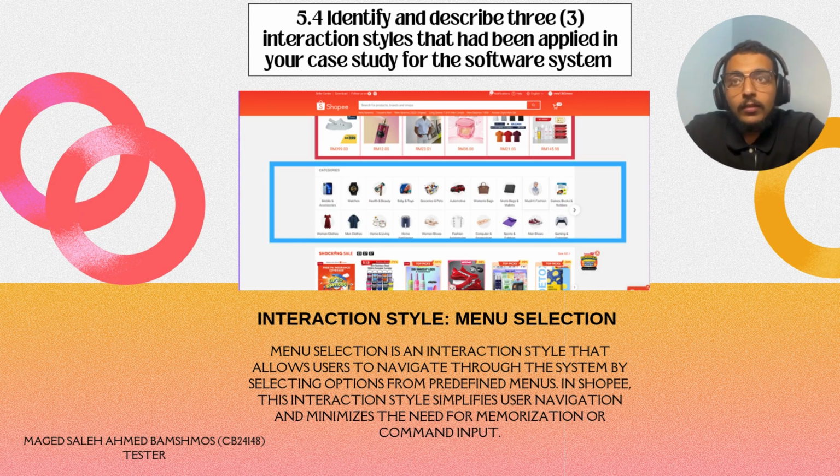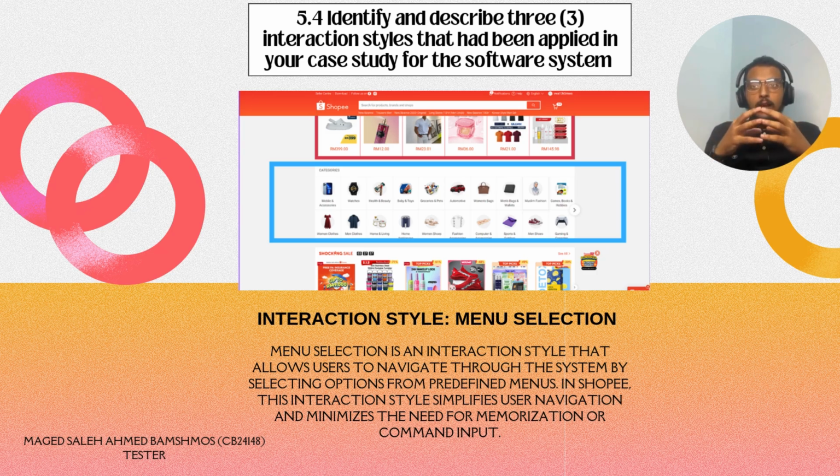In the second interaction, which is menu selection. Menu selection is an interaction style that allows users to navigate through the system by selecting options from predefined menus. In Shopee, this interaction style simplifies user navigation and minimizes the need for memorization and command input.